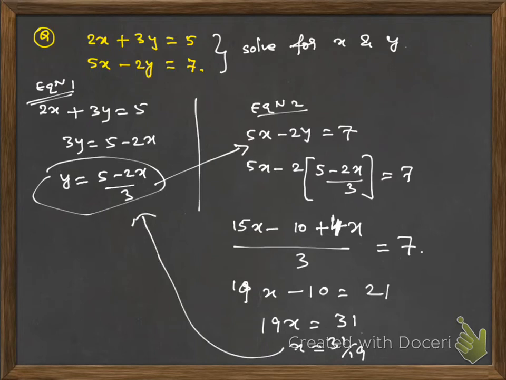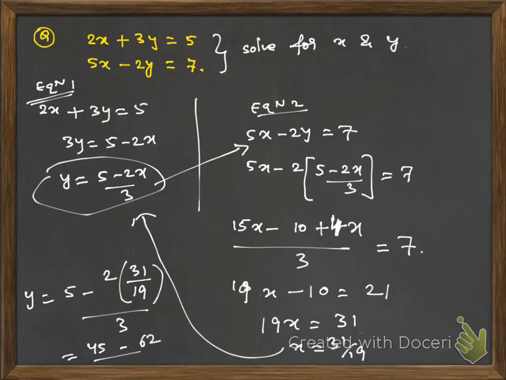Now take this x and back substitute it. That gives you y equal to (5 minus 2x) by 3, that is, 5 minus 2 times 31 by 19, whole divided by 3. 19 fives are 95, minus 31 into 2 is 62, by 19 into 3. Simplify, and whatever you get is your answer. Okay, next let us try to solve two more equations. For example, 2x minus 4y is equal to minus 8.